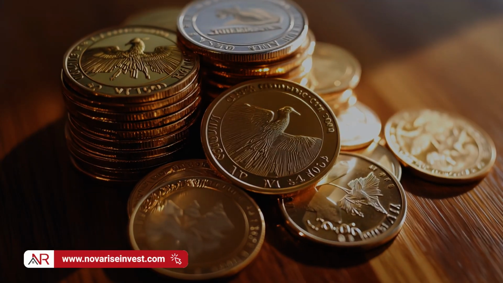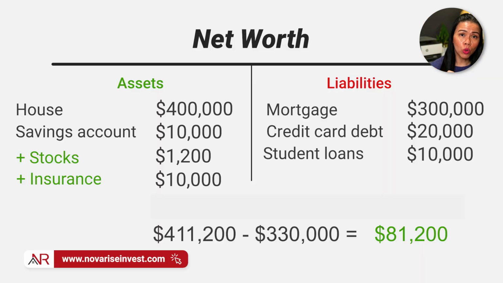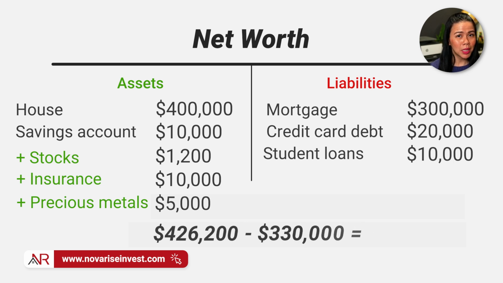So let's assume that you decided to invest in precious metals. You bought 2 gold coins for the equivalent of $5,000. Now we're going to go back to your assets column and add those gold coins to your asset column. So we have precious metals equals $5,000. And now we're going to sum up all of your assets, totaling $426,200 minus liability.